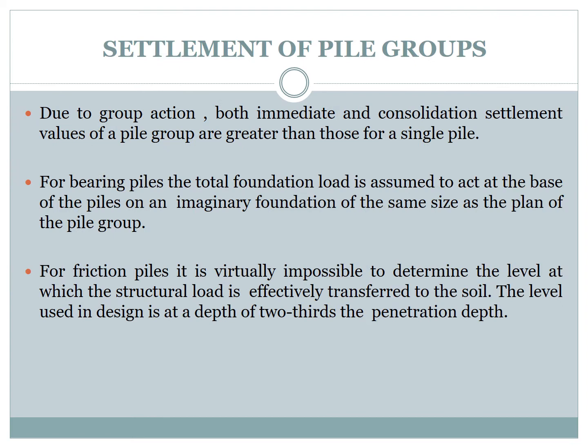Next, settlement of pile group. So the settlement of a pile group is due to the elastic shortening of piles and due to the settlement of the soil supporting the piles. Okay, so it is assumed that the pile group acts as a single large equivalent pile block. So due to the group action, both immediate and consolidation settlement values of a pile group are greater than those of a single pile. For bearing piles, the total foundation load is assumed to act at the base of the pile on an imaginary foundation of the same size as the plan of the pile group.